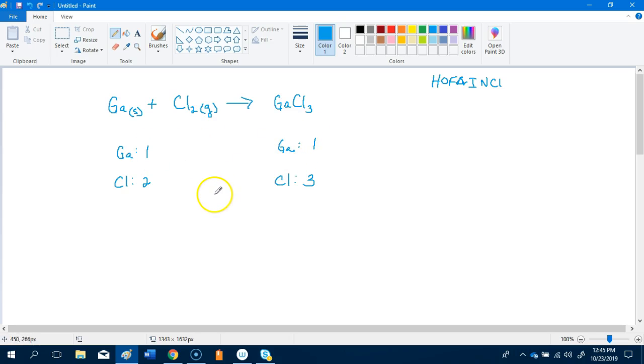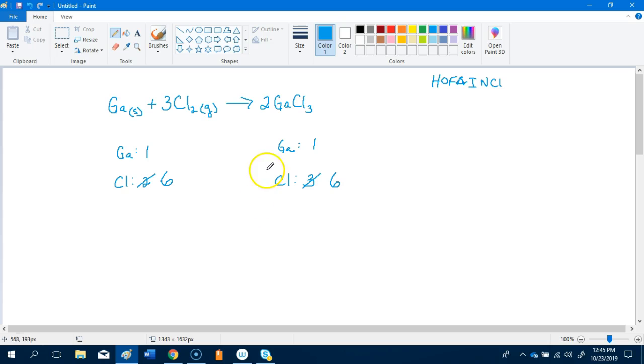My galliums are already balanced, so I need to balance my chlorines. When I have 3 chlorine here and 2 chlorine here and I'm trying to balance them, the easiest thing to do is to think of a number that both will go into, which is 6. So I can put a 3 here. 3 times 2 gives me 6. I can put a 2 here. 2 times 3 gives me 6. Now I've balanced them out, and that's where the 3 and the 2 come from in that equation.